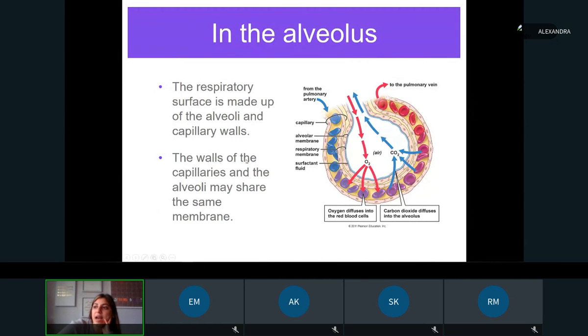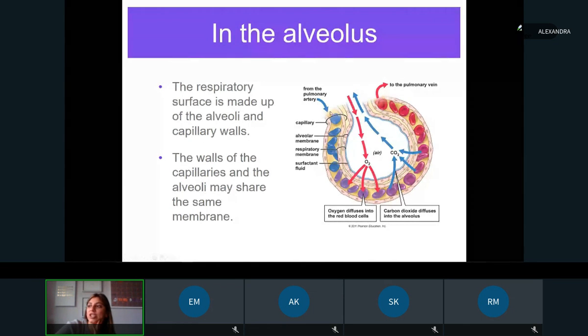The walls of the capillaries and the alveoli may share the same membrane. So they might share the same membrane, right? And that's because things need to leave, things need to come out. So the best is if they have a very similar membrane, or at least on top of one another. So then when we take a look here, from the pulmonary artery, remember that's coming from the heart, we've got deoxygenated blood, meaning it's blood that doesn't have oxygen in it.